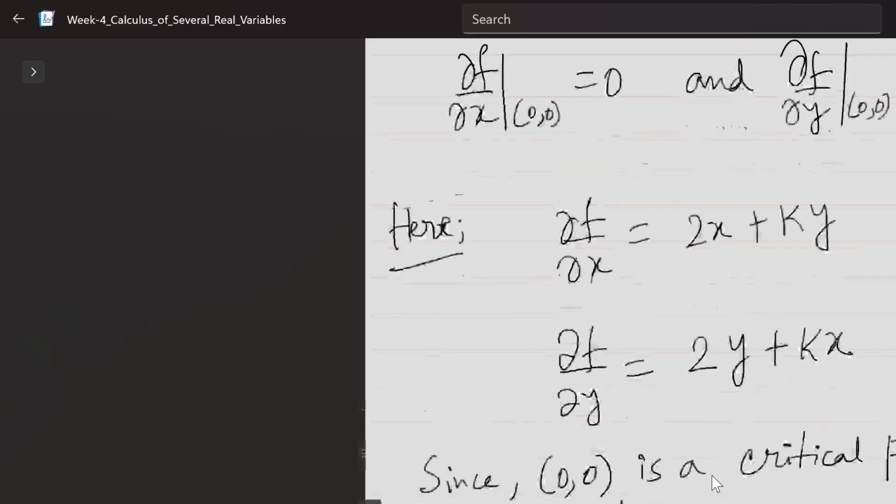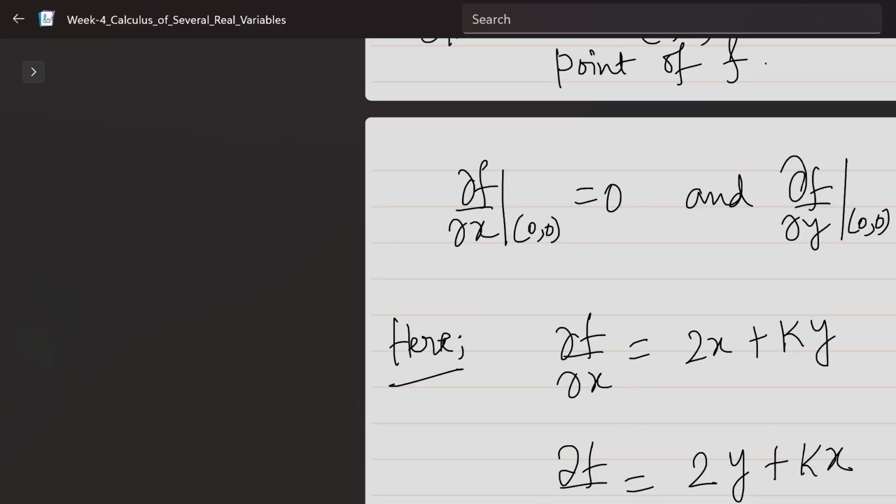No, actually I did something fishy. It should be del f del x at (0, 0), not 0, 0. If you solve these two equations, you will get 0, comma 0.